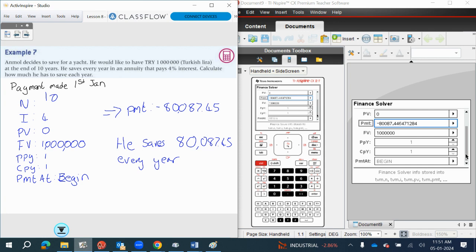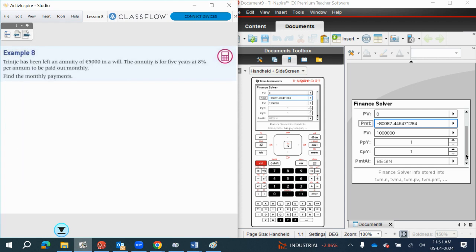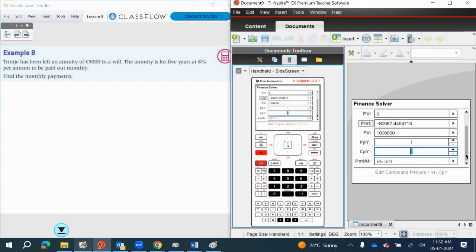Okay, got time for one last one. So Trinchi, I'm not sure how to pronounce that, has been left an annuity of 5,000 in a will. The annuity is for 5 years at 8% per annum to be paid out monthly. Find the monthly payments. So we'll do this one together to save time a little bit.